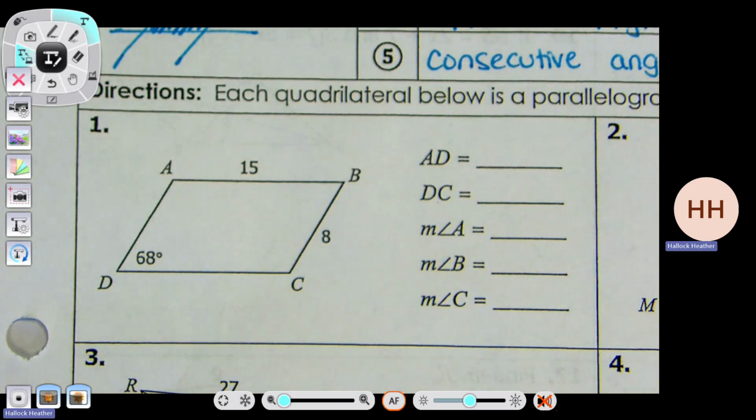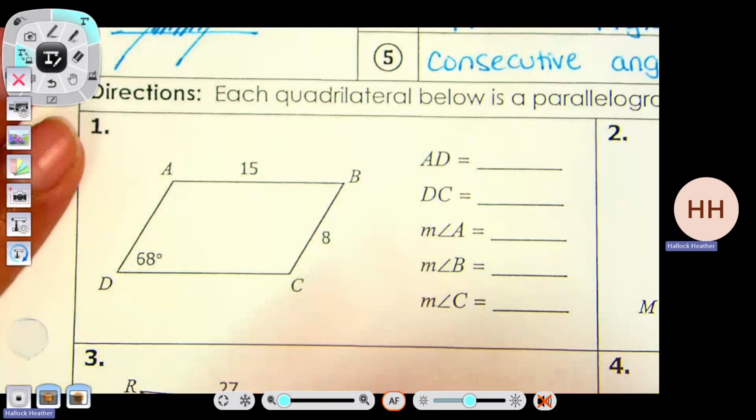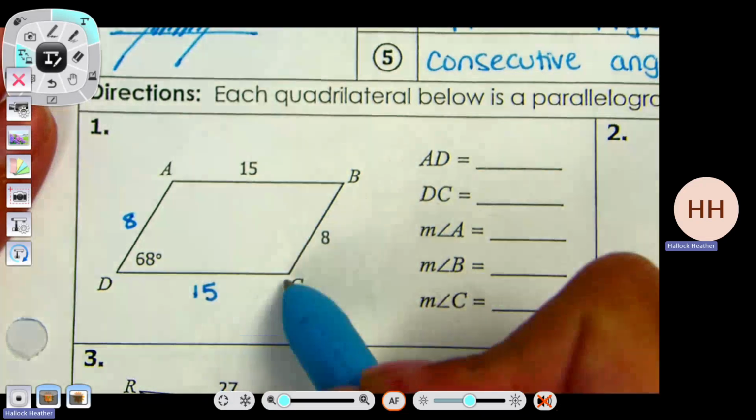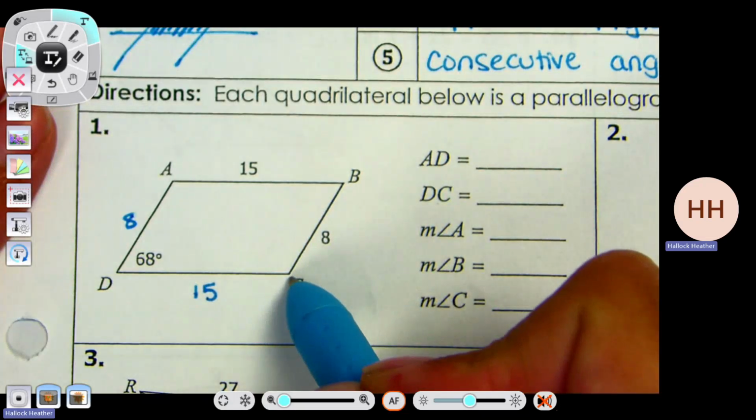I don't know. Where can 15 go? 15 can go at the bottom. The bottom. You're a genius. Where can 8 go? On the left side. Where can 68 go? On the right side. Here? Yeah. No. Here.